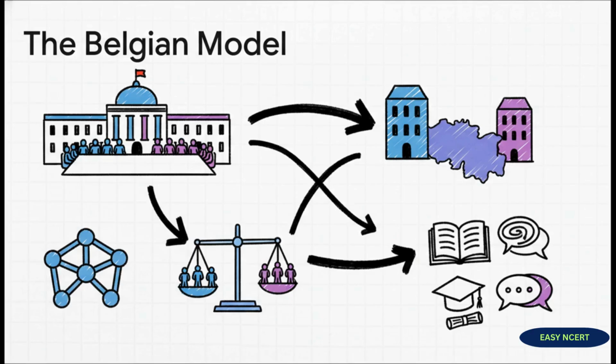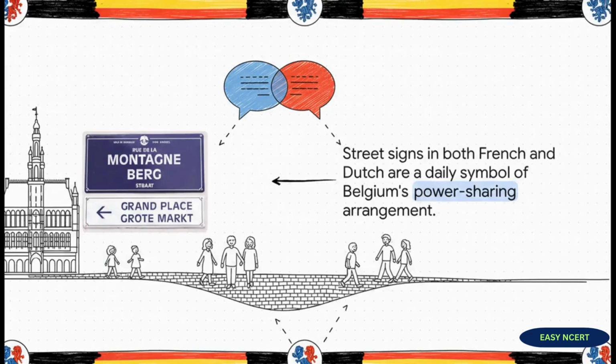Get this, they required an equal number of Dutch and French-speaking ministers in the central government. They gave a ton of power to new state governments. They created a totally separate government just for Brussels, again with equal representation. And they even created a third type of government, a community government, just to handle things like culture and education for each language group. And you can literally see the result of this in everyday life.